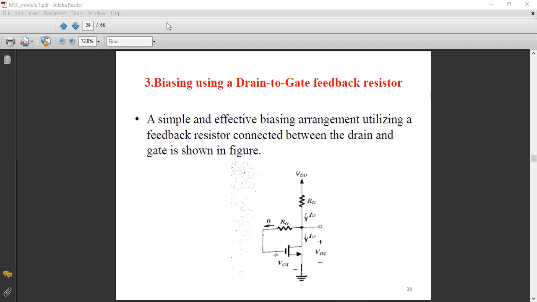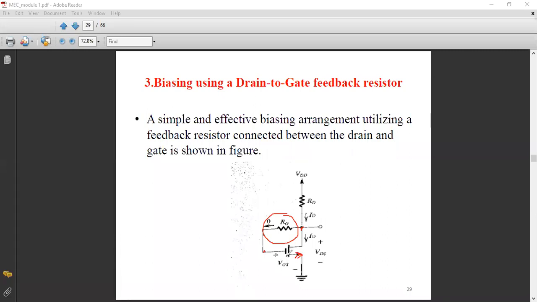So here you can see a gate resistance RG connected between the drain and gate terminal. This will act as the drain to gate feedback resistor. You know that this is the gate and this is the drain, and this is your NMOS. Please see the arrow mark at the source terminal, which is towards the ground. This shows that it is NMOS.